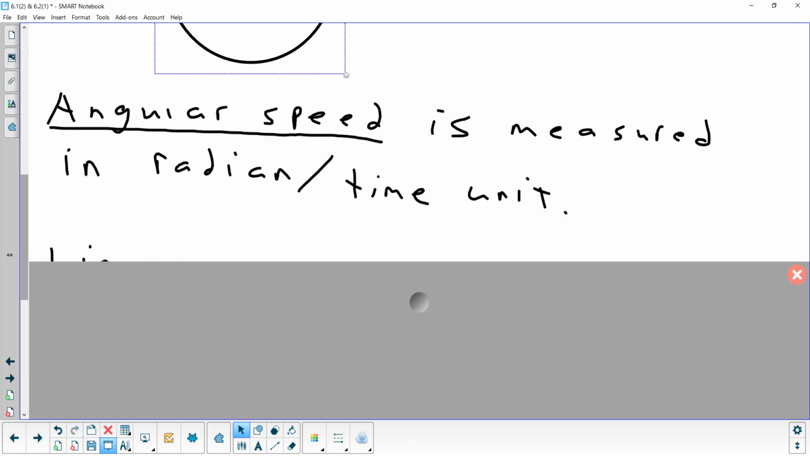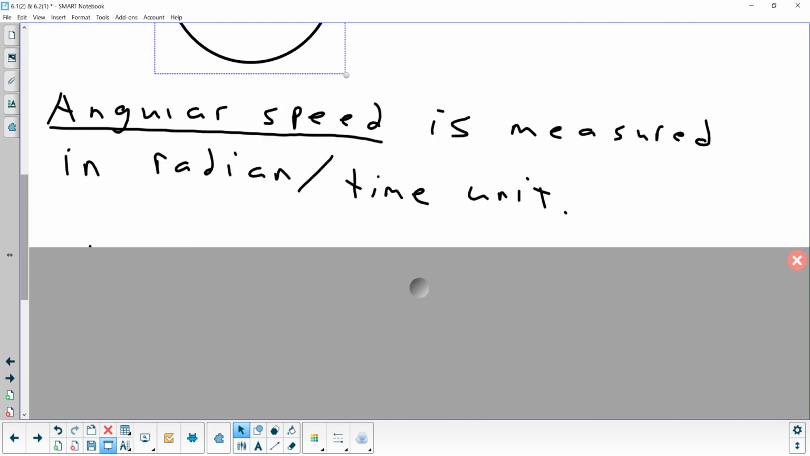So let's take a look at an example. I already mentioned this to you guys, that angular speed is radians per time unit. Again, I don't really care about the time unit, whatever the problem is. But I do care that you use radians unless otherwise specified.